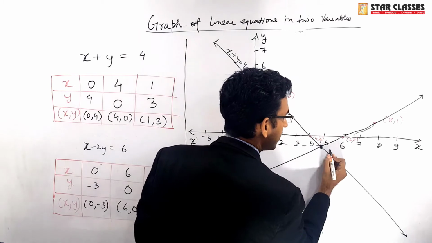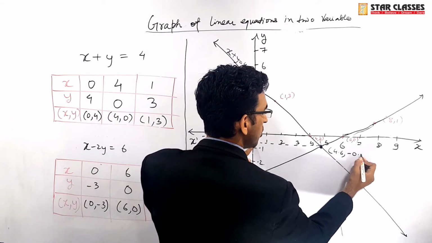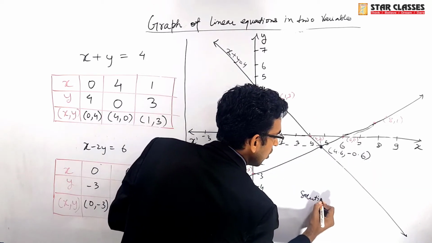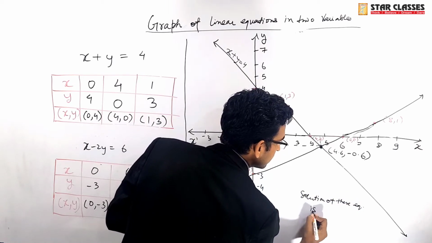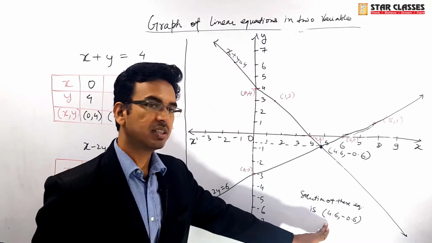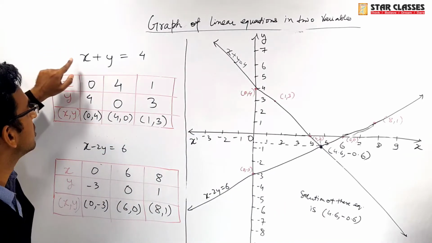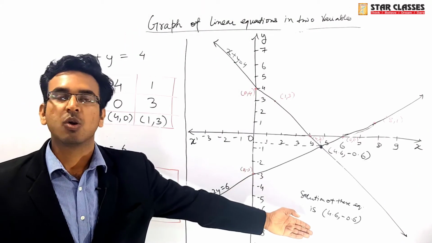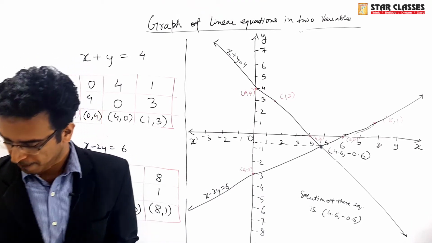So your x will be 4.6 and y will be minus 0.6. So you can say the solution of these equations is 4.6 and minus 0.6. Your x is 4.6 and y is minus 0.6. You can check in either of these equations. If you put the values of x and y here, the equation will get satisfied. Okay. Now let us do some exercise questions.